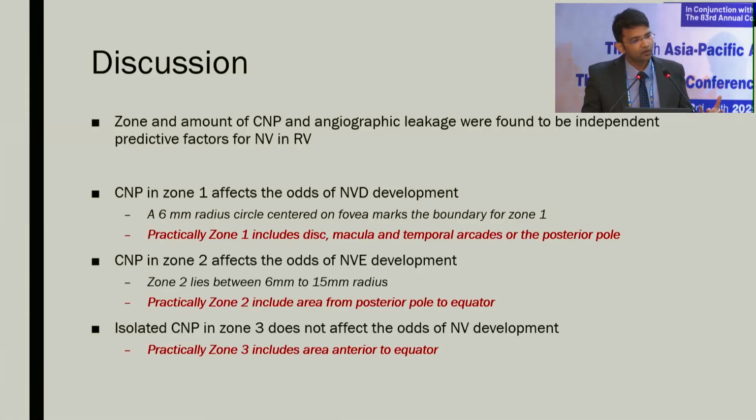So zone 1 capillary non-perfusion increased the odds of NVD development. Practically, this is the area involving the posterior pole. Capillary non-perfusion in zone 2, that is between the posterior pole and equator, affected the odds of NV. Practically, that is the mid-periphery. And isolated CNP in zone 3 did not affect the odds of neovascularization.